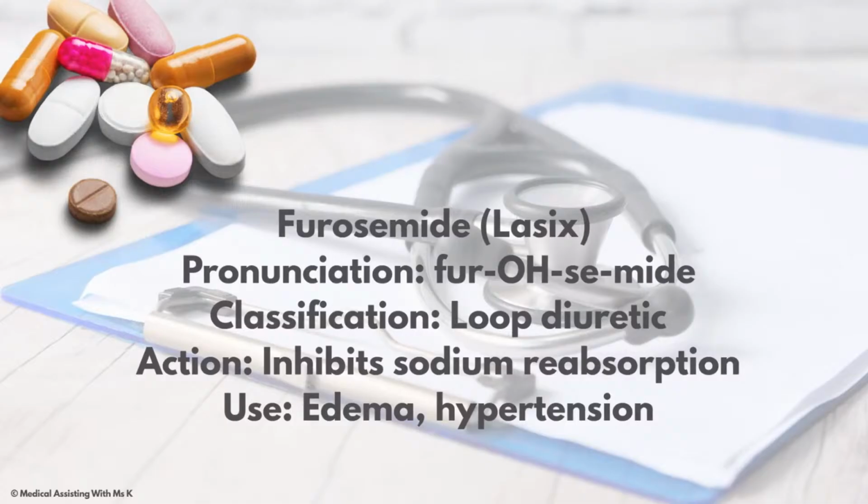Furosemide or Lasix. You may have heard of Lasix. The classification is a loop diuretic. And what does it do? It inhibits sodium reabsorption. The use is for edema and hypertension.